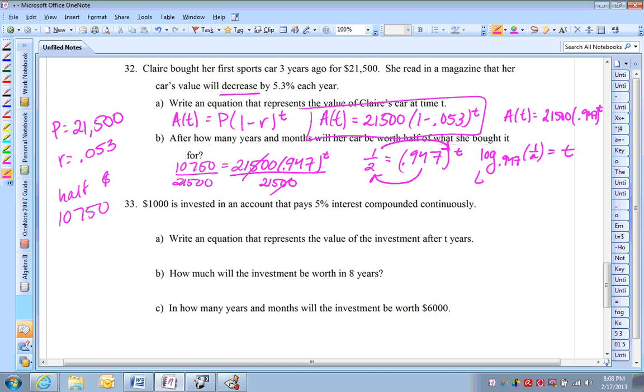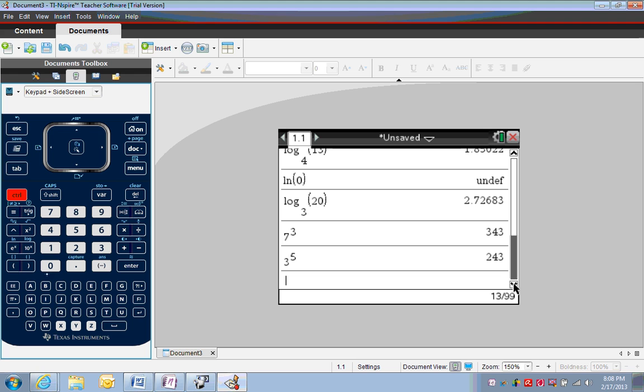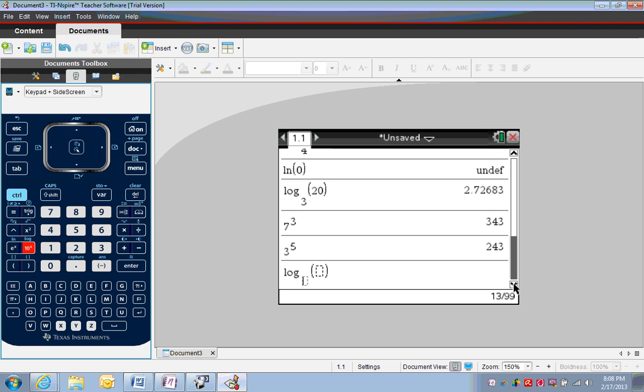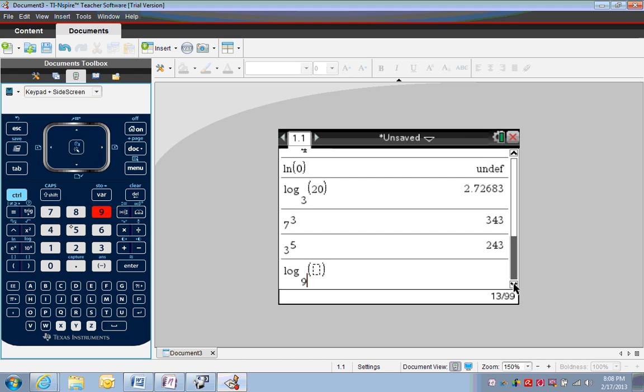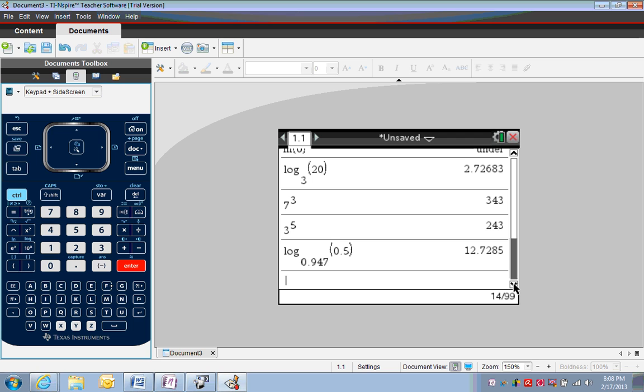And now all I do to find what that t value is go type that into my calculator. So I'm going to type in log base 0.947 of 0.5. 0.5 is equal to 1/2. I hit enter. And my t value is 12.7285.